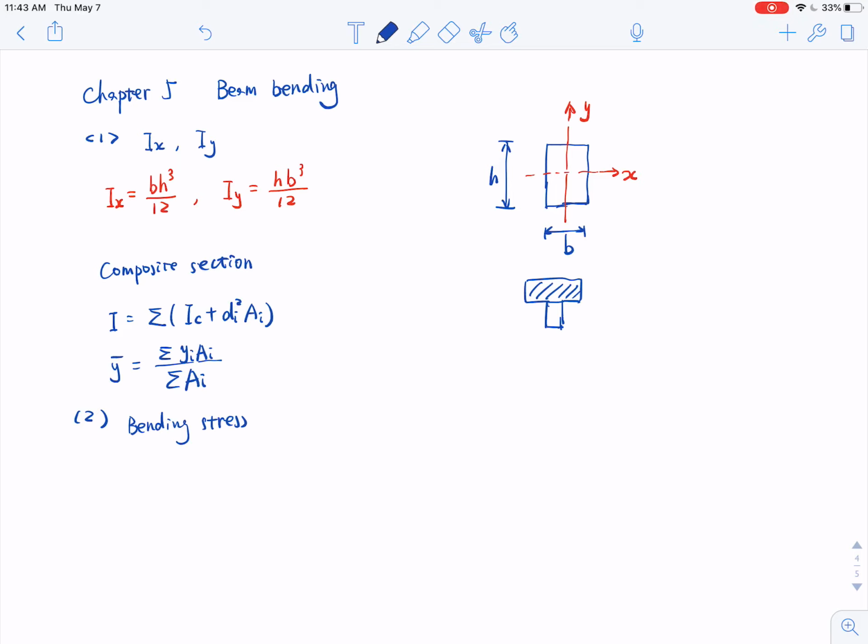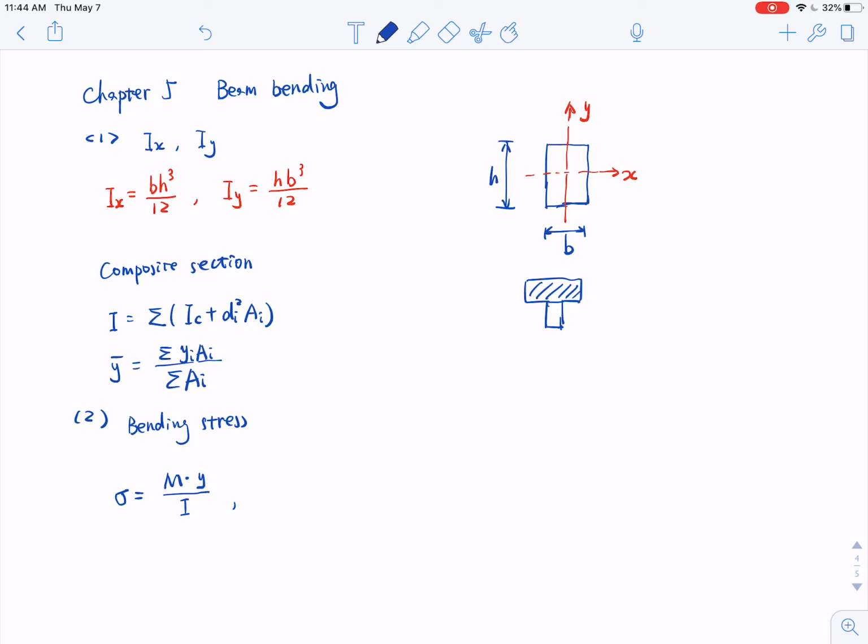The bending stress, the basic equation says sigma, is this normal or shear? Okay, sigma equals M times y over I. Okay, the M is the bending moment, and y is the distance of the point of concern from the neutral axis. Right? So I is the moment of inertia.